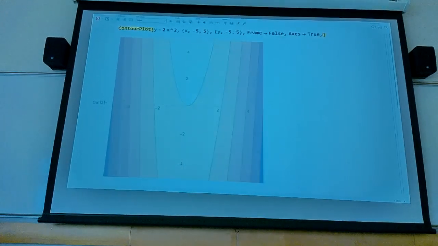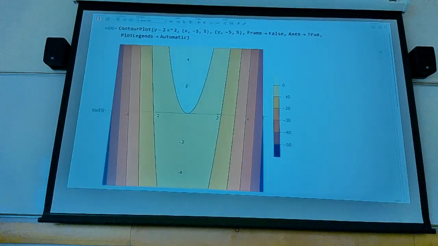So each of those colors represents something. It tells you the color scheme. So this light yellow up to that line is c equals 0. Right, so that's everything less than 0. Then between 0 and -10, it's -20 to -30, so on and so forth.